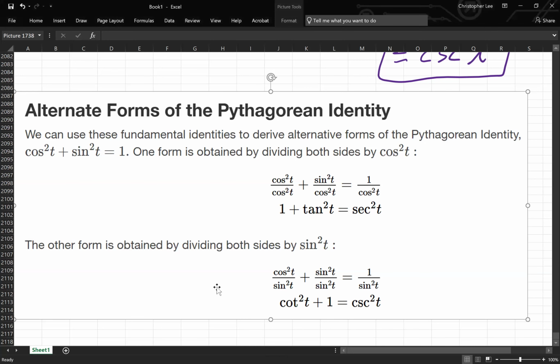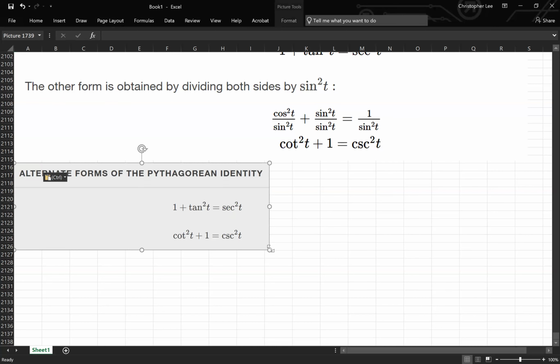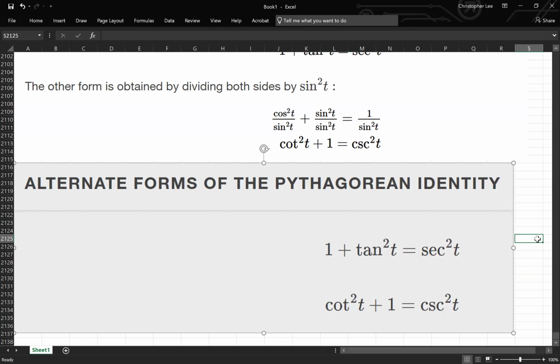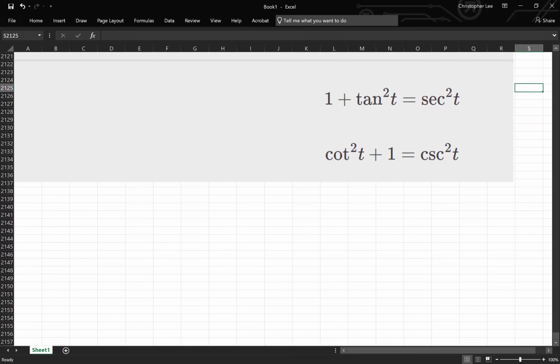But in case you're trying to memorize, I got you. This is it right here. Alternate forms of the Pythagorean identity. 1 plus tan squared t is equal to secant squared t. And cotangent squared t plus 1 is equal to cosecant squared t. There you go.